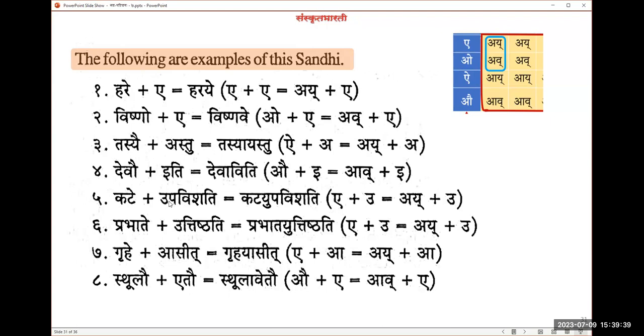Kate upavishati. A plus U. Immediately A means we are in the bottom half. A, I, O, O, we are in the bottom half. And with U remaining U, we have to worry about what happens to A. Since it's A, then it is I. So Katayupa Vishati. Ya joins the U, becomes U. Katayupa Vishati. A, U, I, U, I, U.